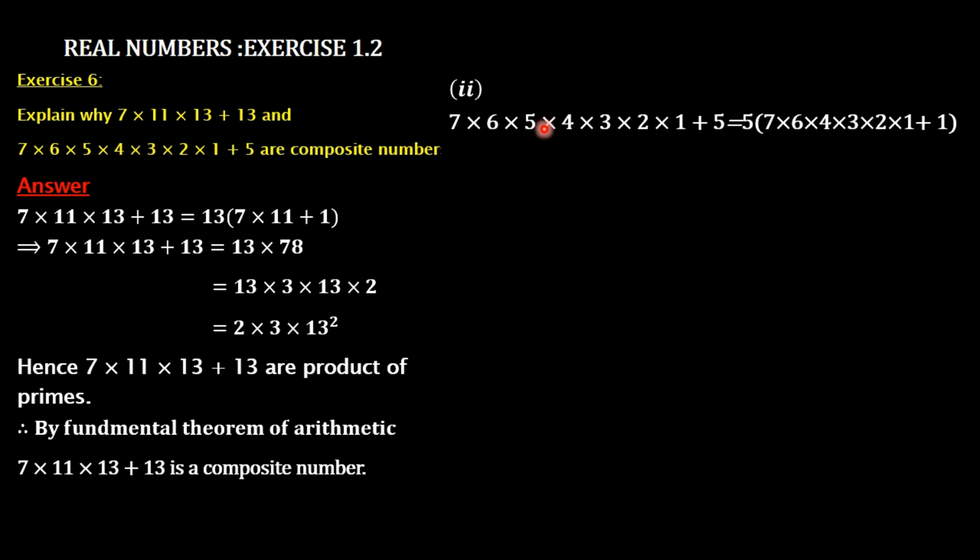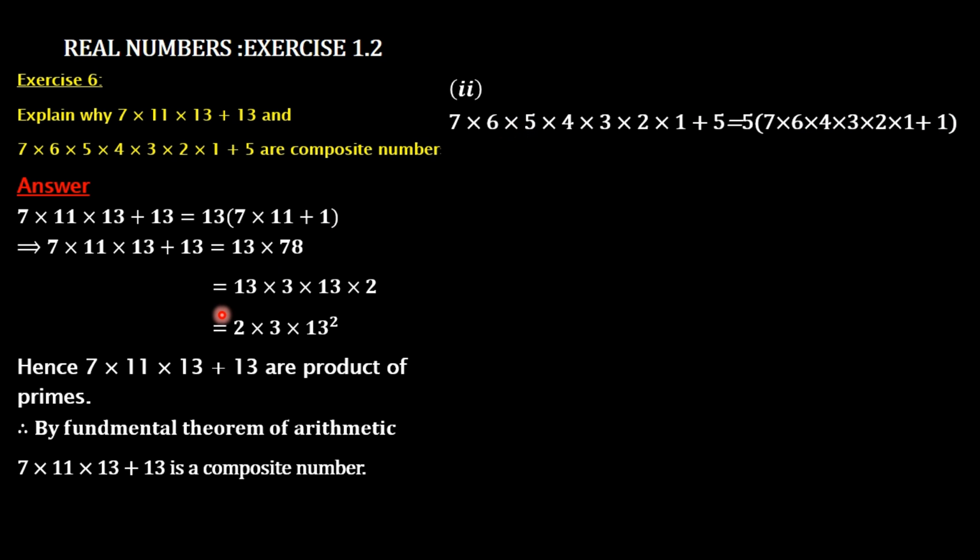Here, what is the common term? 5 is the common term. Okay, here we have 5, here also we have 5. We are taking 5 outside, then what will we get? 7 into 6 into 4 into 3 into 2 into 1, that is, instead of 5 we have these terms. Then here, if we take 5 outside, 1 will remain.